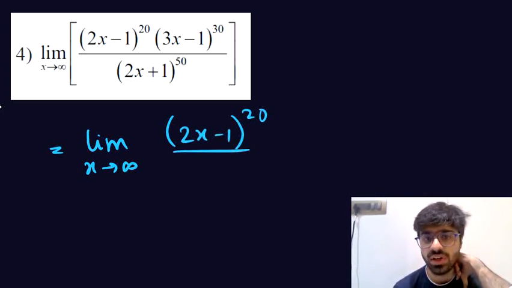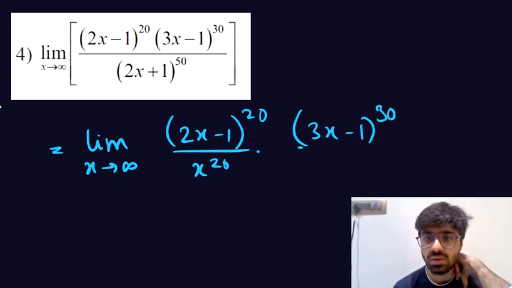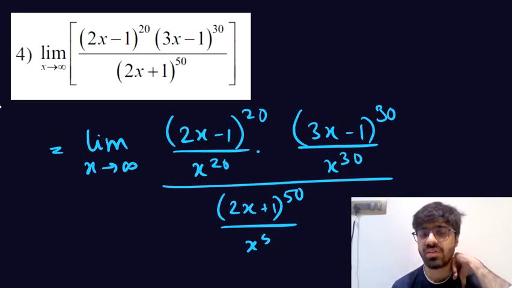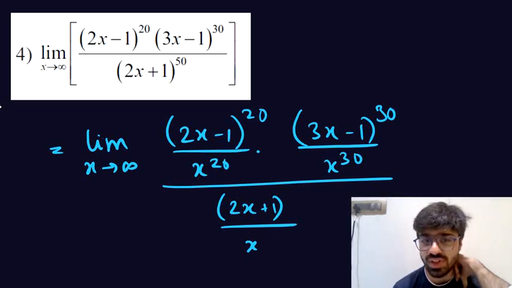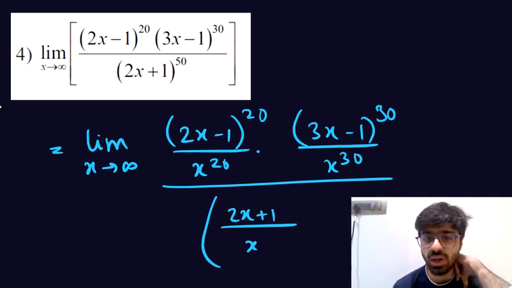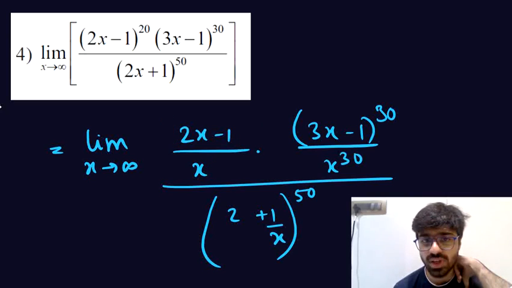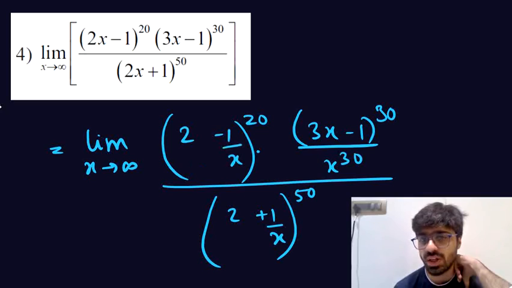In the numerator, you can write x power 50 as x power 20 and x power 30, divided by (2x plus 1) power 50, the whole upon x power 50. So x power 50 and (2x plus 1) power 50 can get combined as one term, and that becomes (2x plus 1 upon x), the whole power 50. Split them, you have 2 plus 1 upon x. The power 20 can also be clubbed together over here. So it will be 2 minus 1 upon x.